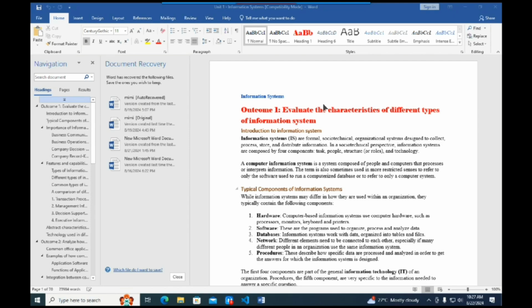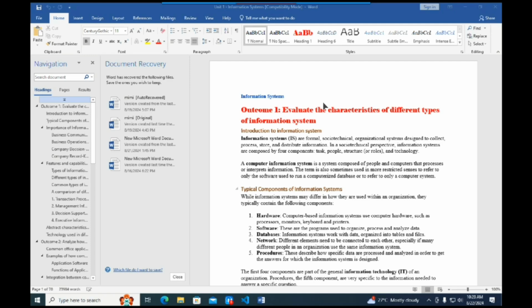Data, I define data as raw facts and figures that have no meaning to the user, or they have less meaning. Raw facts and figures that have less meaning to the user.